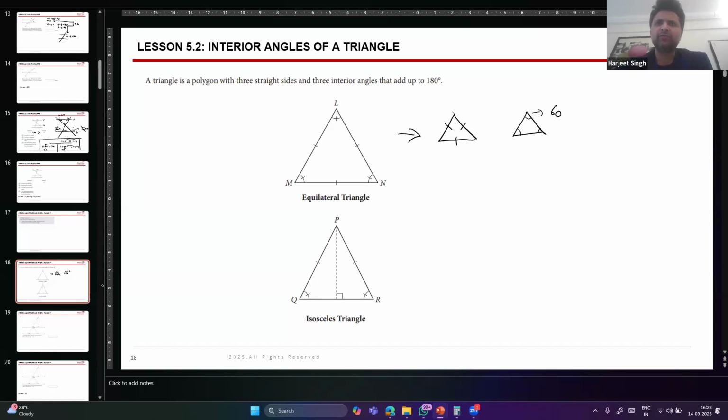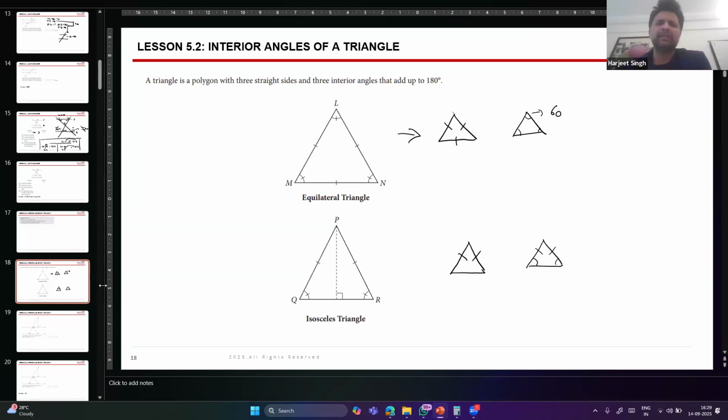An isosceles triangle is where two sides are equal. So it looks like this, where any two sides are equal. And the corresponding angles will also be equal, which means if these two sides are equal, then their corresponding angles are also equal.